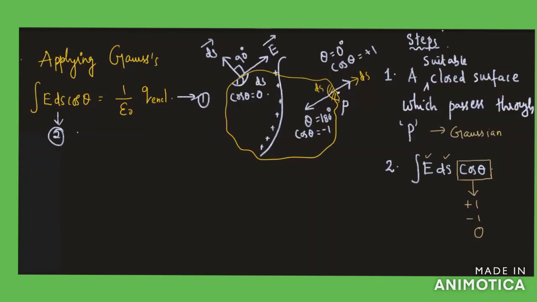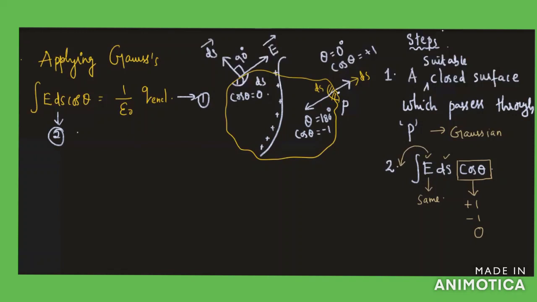Now the second point that we need to consider is that at every point on the surface which we select, the closed surface or Gaussian surface which we select to apply Gauss theorem, the magnitude of the electric field will be the same at every point. Okay, if the magnitude of the electric field is the same at every point, we can take the term E outside the integral, isn't it?